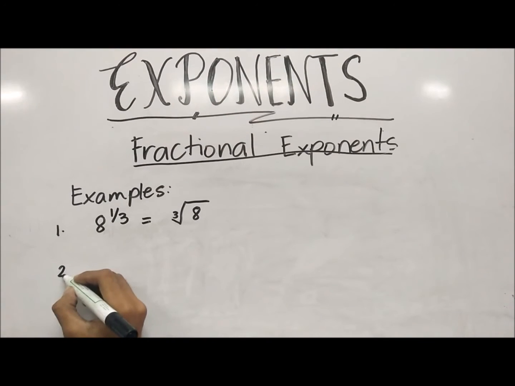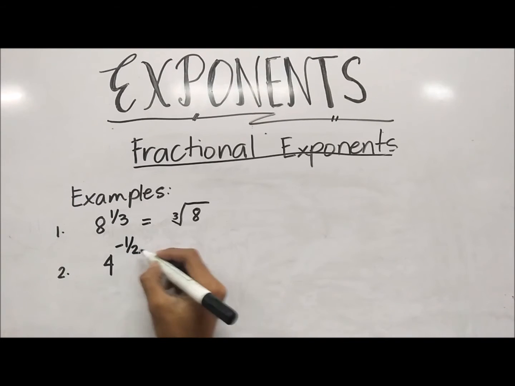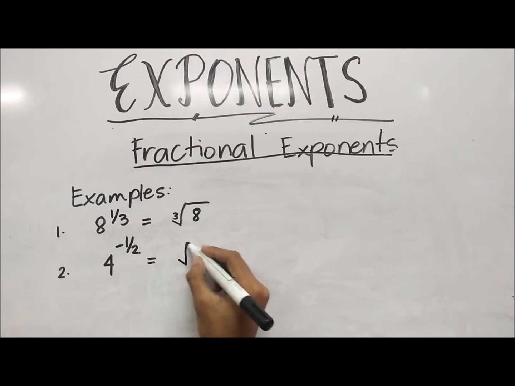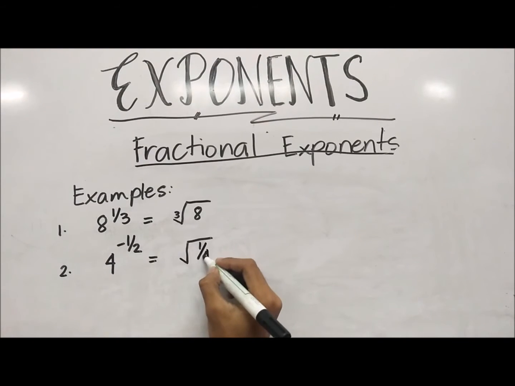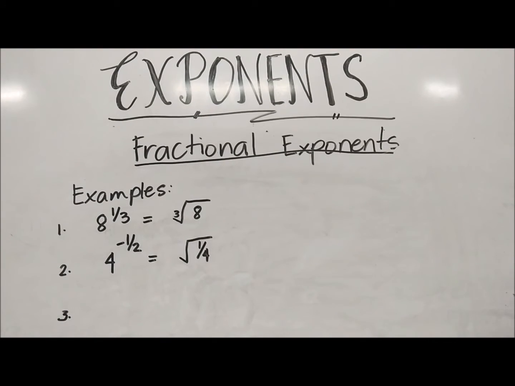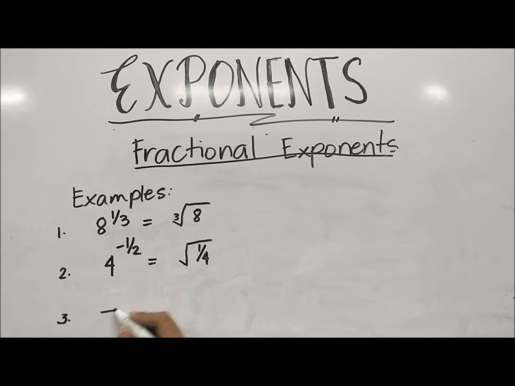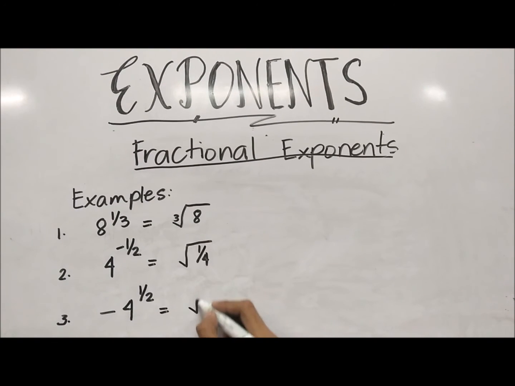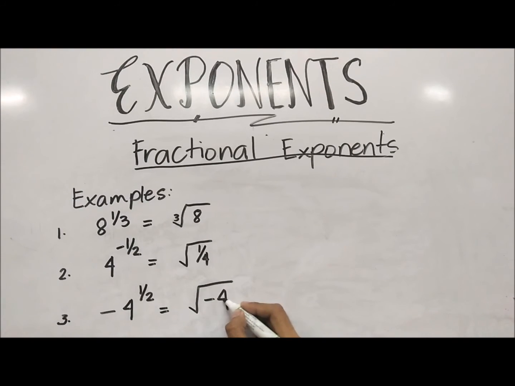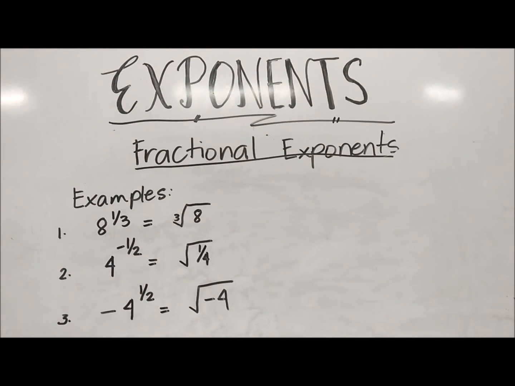Next, 4 raised to negative 1/2 can also be written as the square root of 1/4. Since 4 is a positive real number and 2 is an even positive integer, it has two real solutions. Lastly, negative 4 raised to 1/2 is just equal to the square root of negative 4. Since negative 4 is a negative real number and 2 is an even positive integer, therefore it has no real solution.